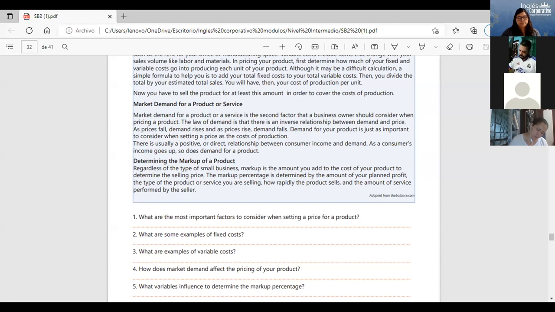What variables influence the markup percentage? No sé por qué digo markup percentage. Es que primero se me viene maquillaje a la mente, Tichi. El nombre de esa palabra. Marca. Marca. No makeup. No, que marca. Markup.